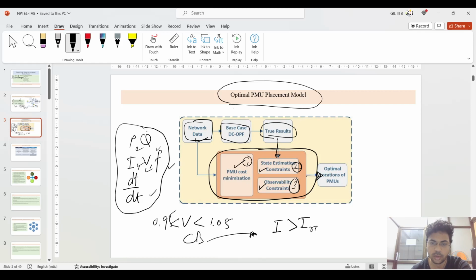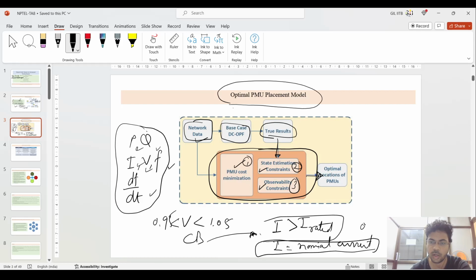And you have a circuit breaker, and it should trip when the I is greater than a certain rated threshold. So your state is such that you should maintain the I equal to the nominal current, which should flow inside of your conductors. So that is kind of a state estimation constant.